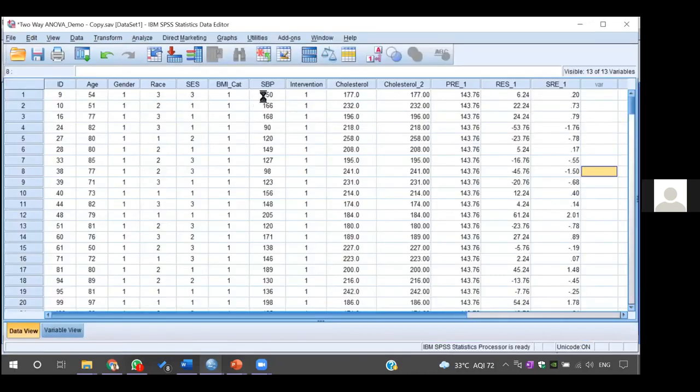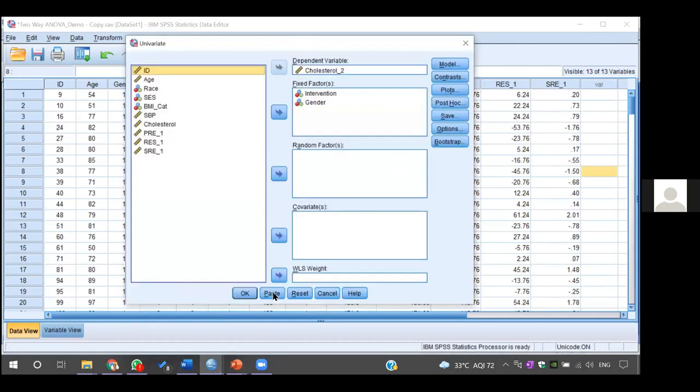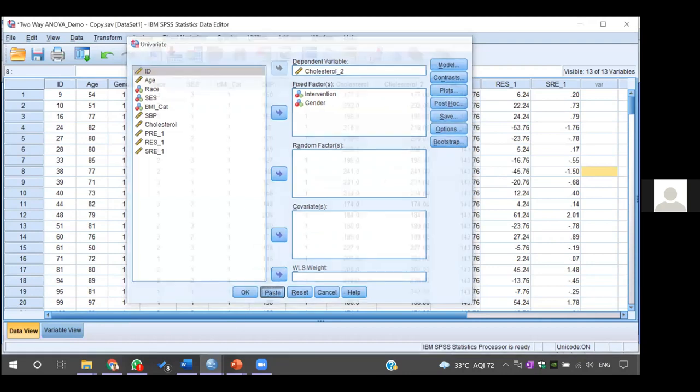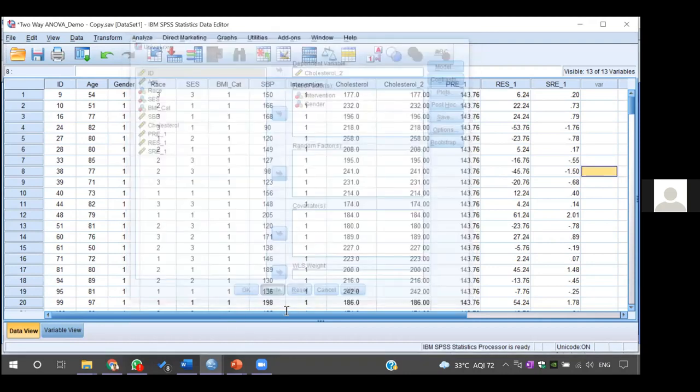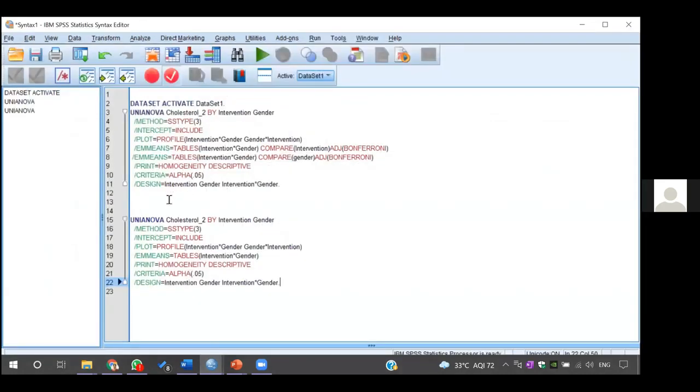General linear model, univariate. In univariate, you can see that this is there and we have clicked that option. Now click on this paste. If you click on this paste, it will lead to the appearance of a syntax file. So let me delete this syntax otherwise. So it will lead to the appearance of a syntax. So this is a syntax file which has appeared here.